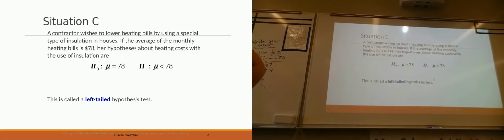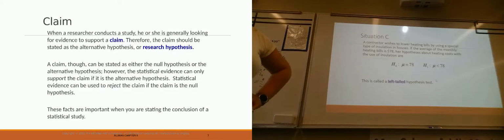Greater than is right tail. Not equal to is two-tailed. And I'll show you on some pictures in a little bit how that makes a little more sense.